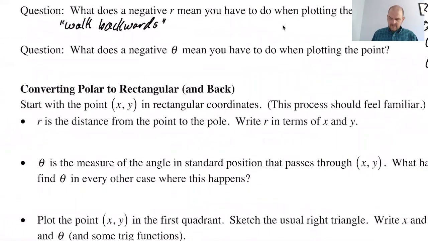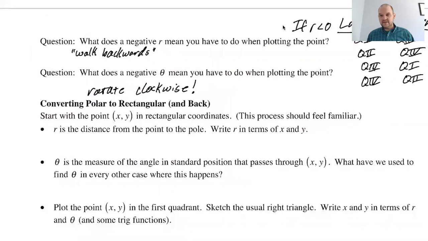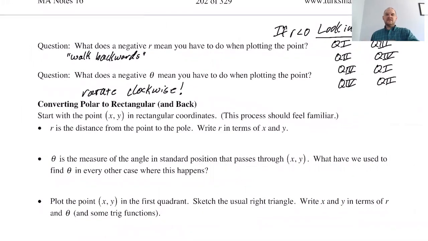A negative theta value just means go clockwise. That one's a little more normal. That's what it's meant all year, every time you have a negative theta. Positive thetas are counterclockwise, starting at the positive x-axis, or the polar axis if you're talking in polar. And negative will be clockwise from the positive x or the polar axis.